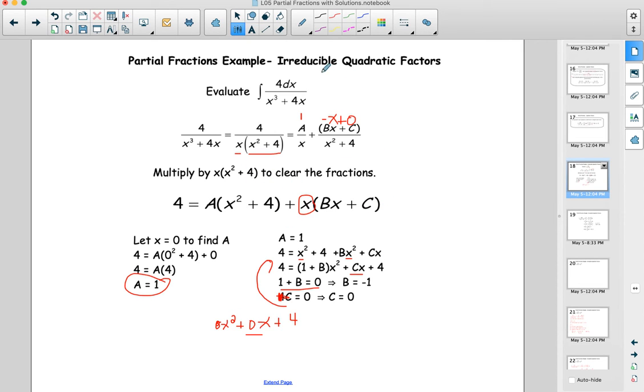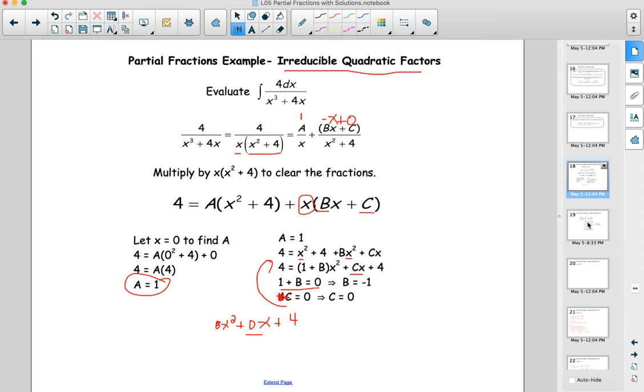When we have irreducible quadratic factors, it makes finding the next two pieces here just a little bit more challenging. You can't find it by plugging in a value for x. What you do is you find the value for this piece here. Then you expand, you collect like terms, and you find the coefficients of each one of the x squared term, of the x term, and the constant, and then you make sure they match on the left and right hand side.